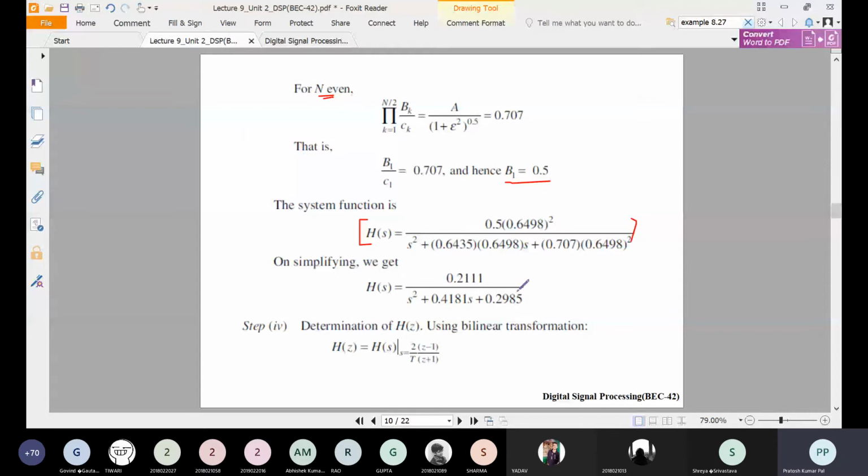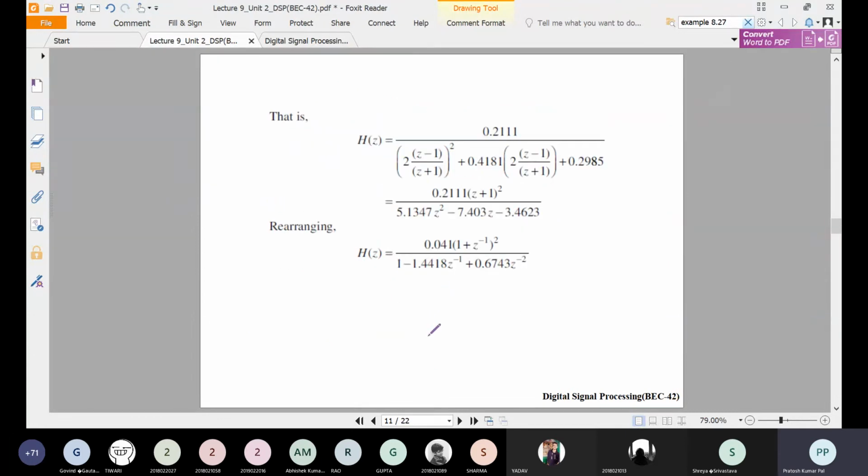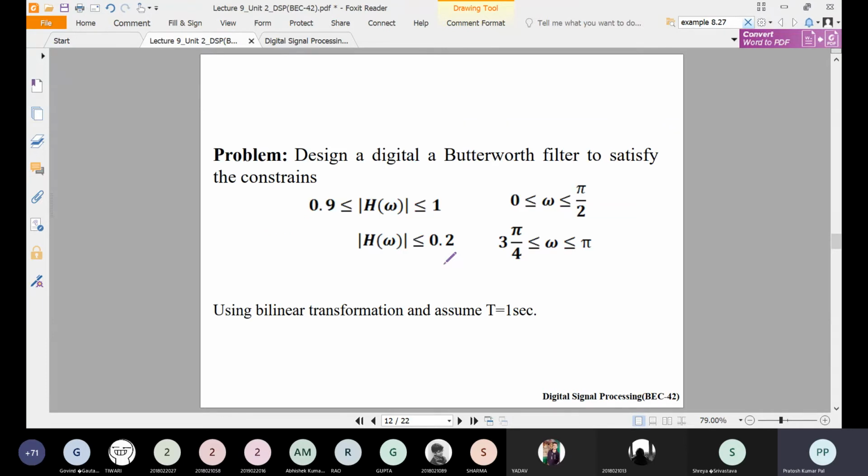Once we know the transfer function, after multiplication and simplification, it comes out to be this one. This is an analog filter transfer function, and we will convert it into the digital one. This conversion takes place using the bilinear transformation method. In bilinear transformation, when switching from analog to digital, we replace s by 2 by T, z minus 1 divided by z plus 1. T is already given as 1 second, so s is equal to 2, z minus 1 divided by z plus 1. After replacing, we finally get H of z equal to this one.